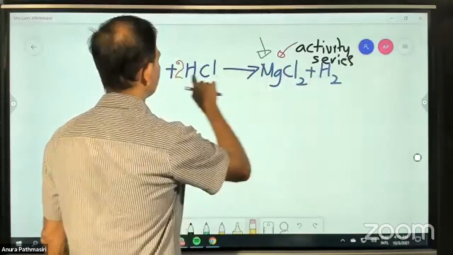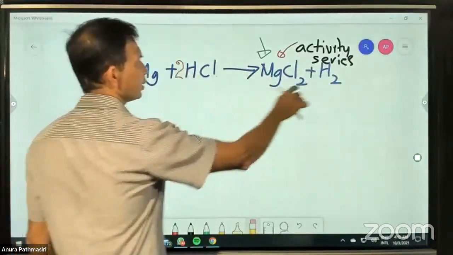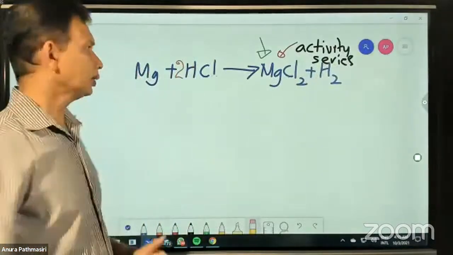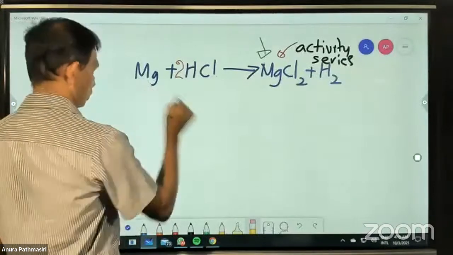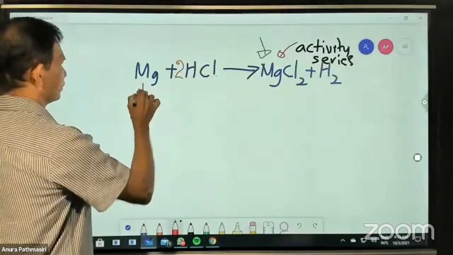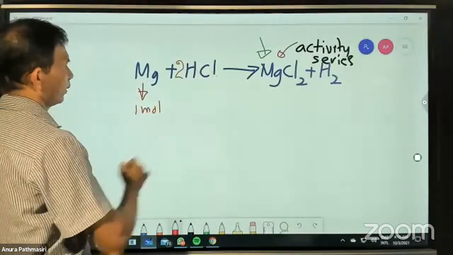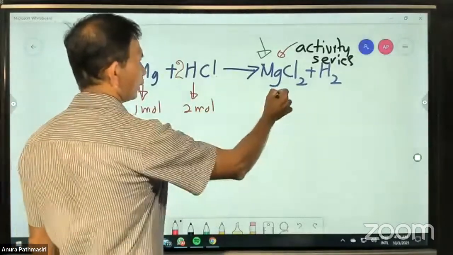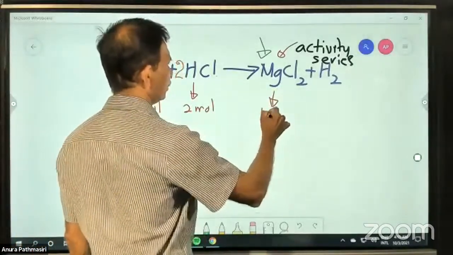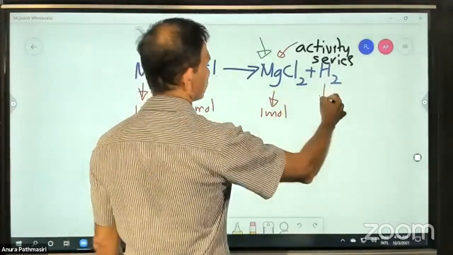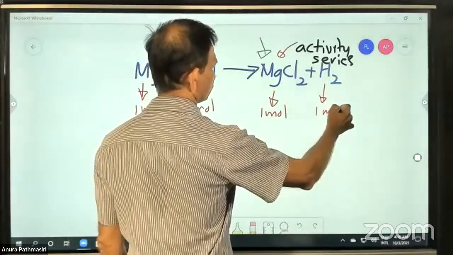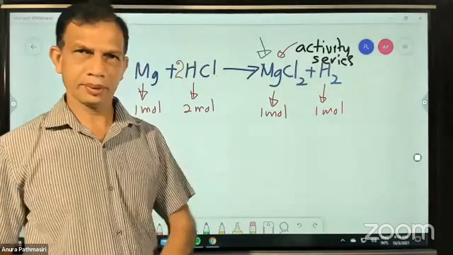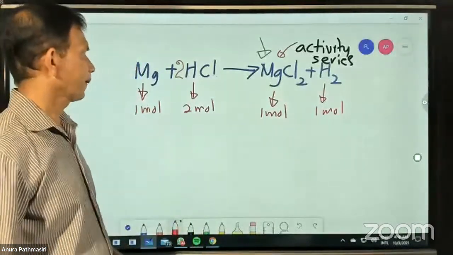Magnesium chloride, okay. Now we see the number of hydrogen atoms, H2. This indicates that magnesium 1 mole, hydrochloric acid 2 moles, magnesium chloride 1 mole, hydrogen 1 mole. Right. Now that step is also completed.